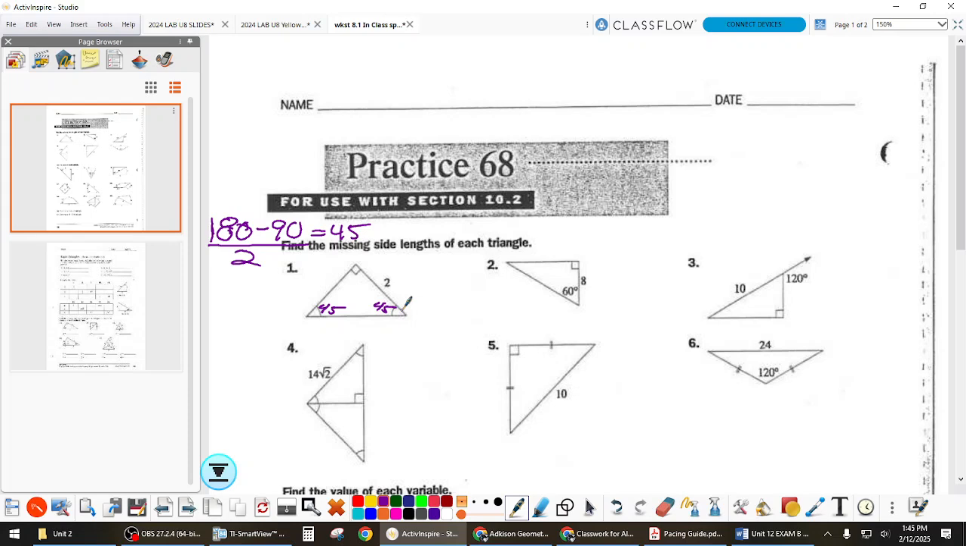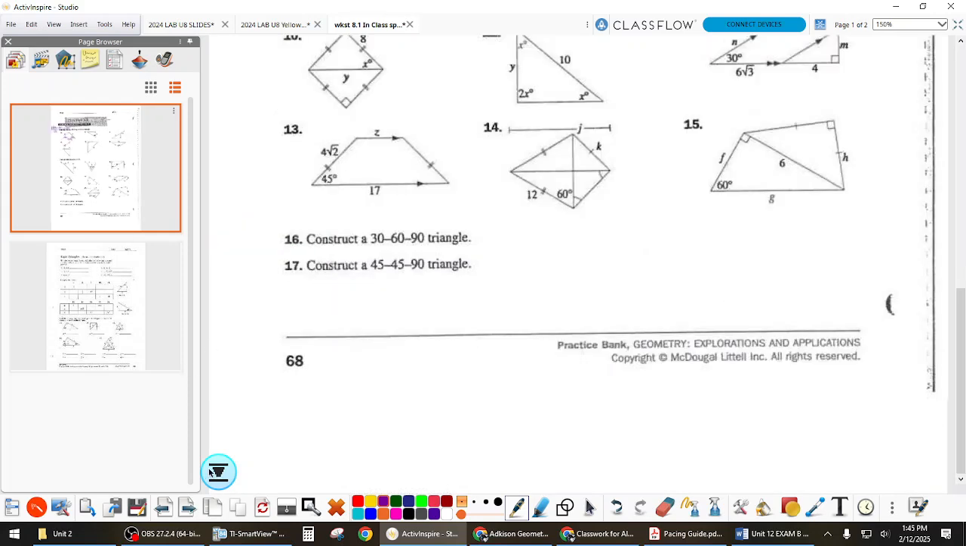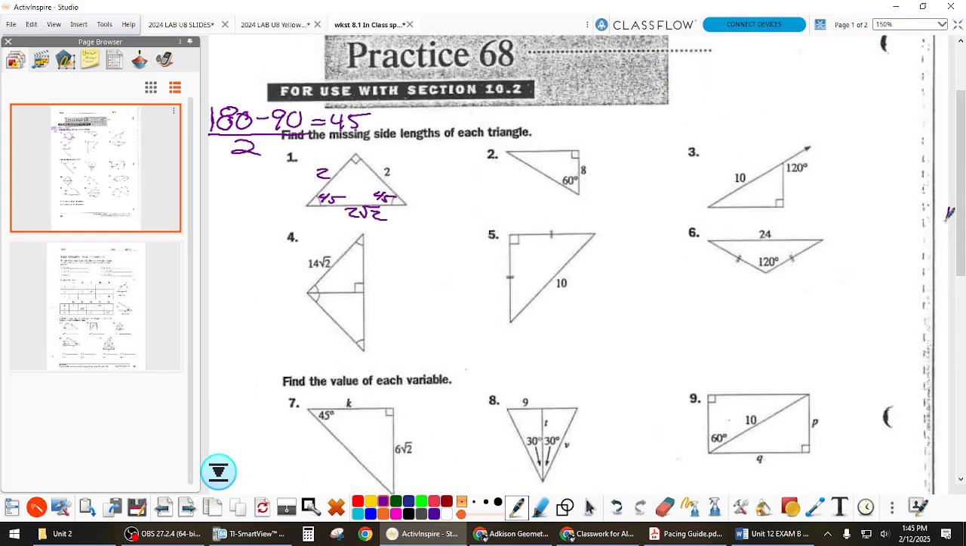Are we given, is this 2 a leg or a hypotenuse? That's a leg, so what is this side? This long side, 2 root 2. What is this side? 2. Okay? All right, number 4. Whoa, that just jumped. This is congruence marks, not a 90.